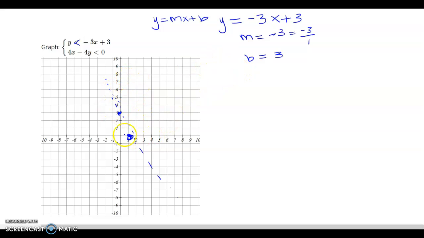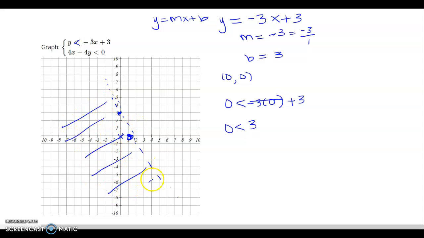So to shade it, you can choose a test point. I like to choose 0, 0 as long as the line does not cross through that. So let's go ahead and do that here. So 0, 0, I get 0 is less than negative 3 times 0 plus 3. So basically that becomes 0. 0 is less than 3. Well, that's true. And so this is where that line's going to be shaded. I'm going to shade over the spot where 0, 0 is.